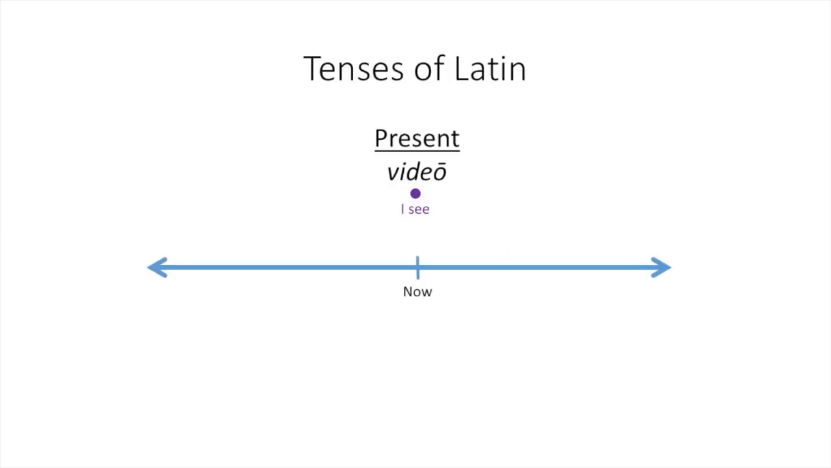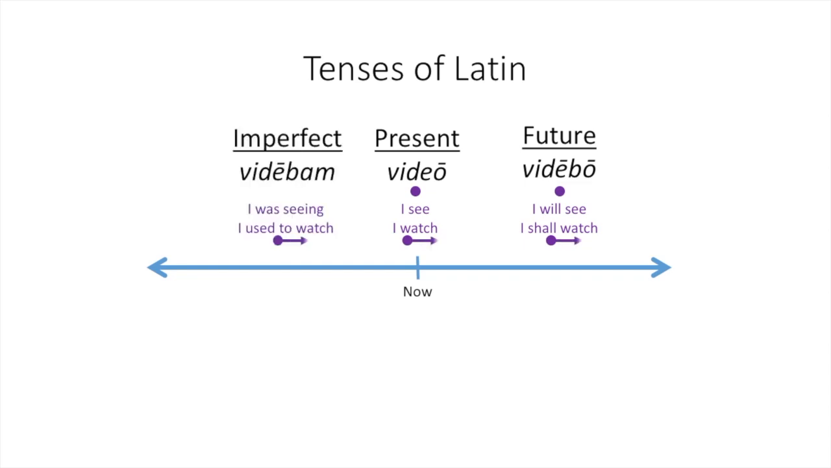So we started with the present tense. It's something that's happening right now. It can either be a one-time action, video, I see, or an ongoing action, I watch or I am seeing. Then we learned the future tense, which is something that's happening in the future. I will see something or I shall see something.